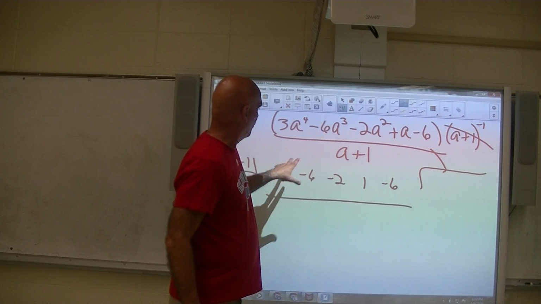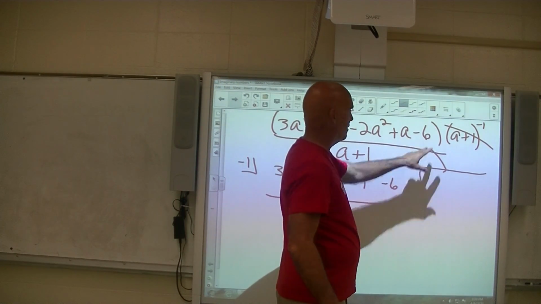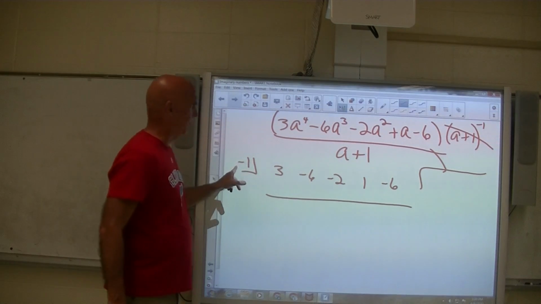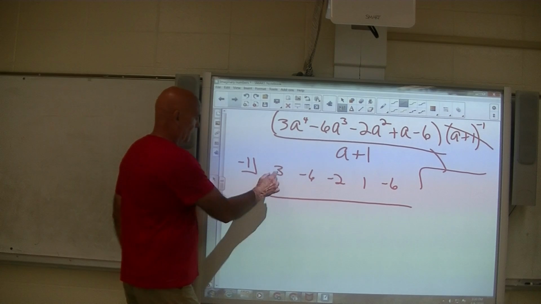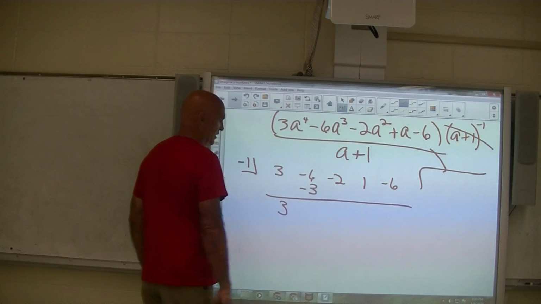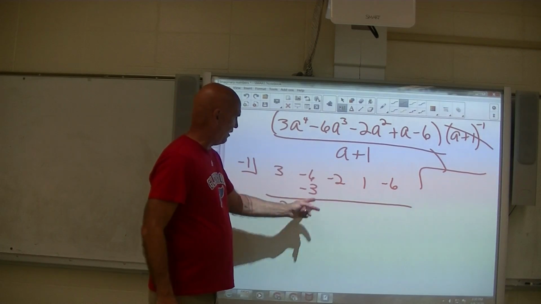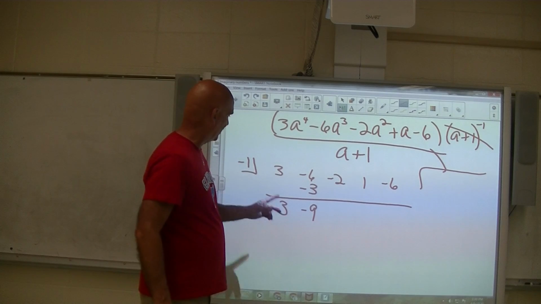So 3a to the 4th, minus 6a cubed, minus 2a squared, plus 1a, minus 6. That's where these coefficients come from. Negative 1 is in the box because I'm dividing by a plus 1. So I bring down the first one right here. Negative 1 times 3 is negative 3. Multiply those and now I add, and I get negative 9, right? Negative 6 plus negative 3 is negative 9.